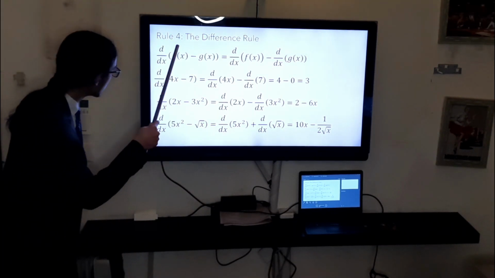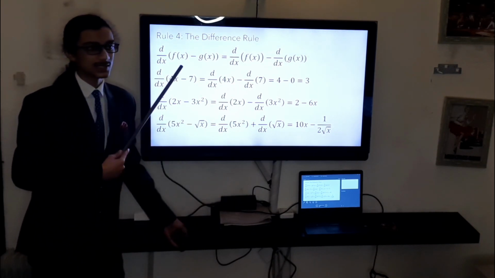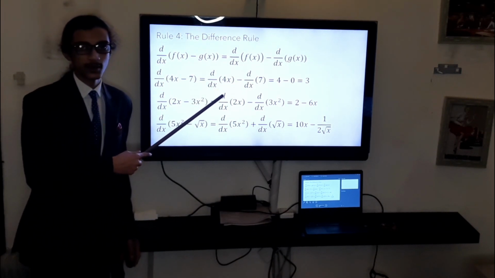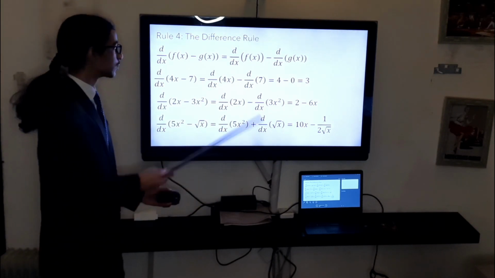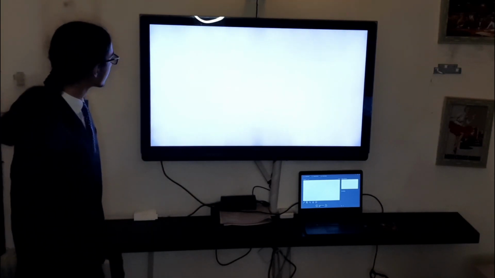Now the proof for the difference rule is literally the exact same thing as the proof for the sum rule, right? Or you can just prove it using the sum rule and the coefficient rule. Like it's just quite simple, so I won't be showing it here.